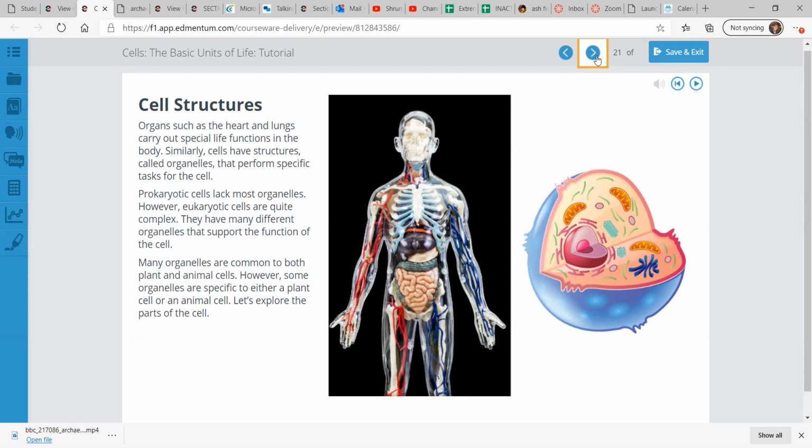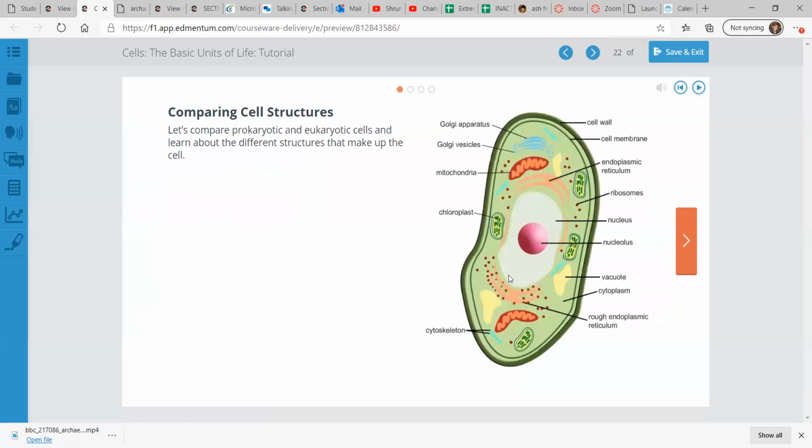Many organelles are common to both plant and animal cells, but there are some organelles that are specific to either a plant or an animal. And after this lesson, you're going to be able to know which is which. So let's compare these cell structures. Let's compare prokaryotic and eukaryotic and learn about the different structures that make up the cells.